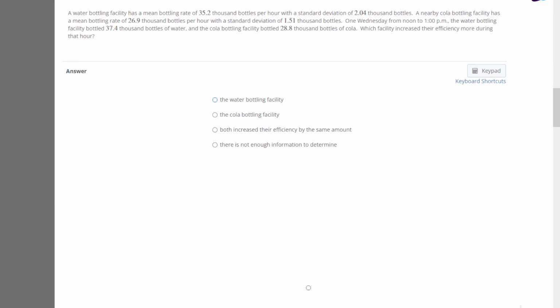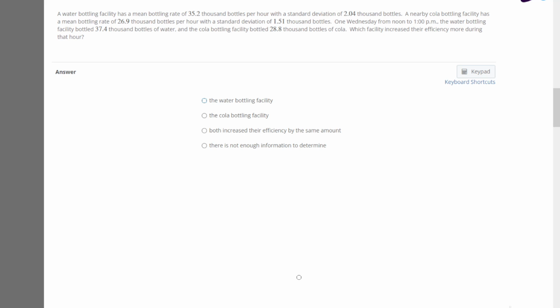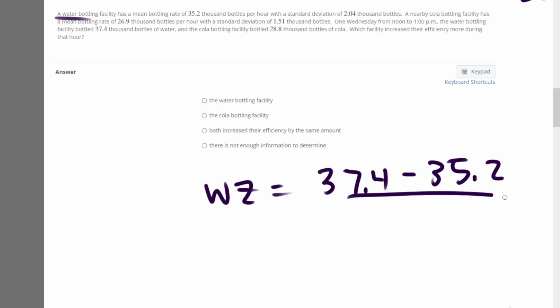This one is a little bit trickier. We have two different things that we need to calculate, two different z-scores. We have our water bottling facility, and we have our cola bottling facility. And we want to compare. So we'll find the z-score for both. The water z-score is equal to 37.4 minus 35.2 divided by 2.04.